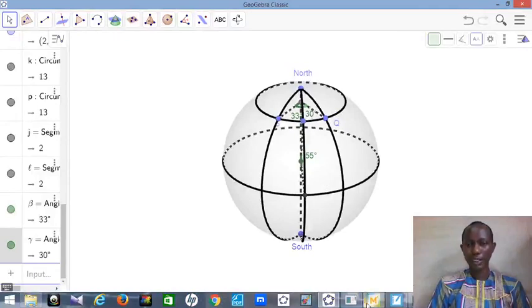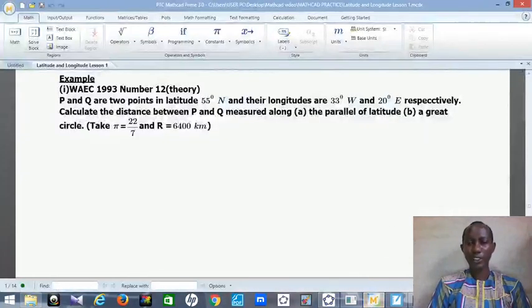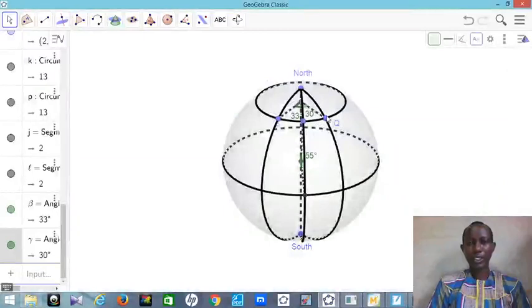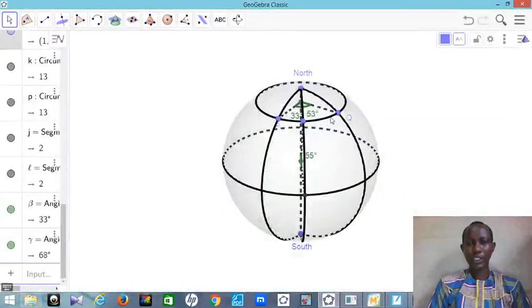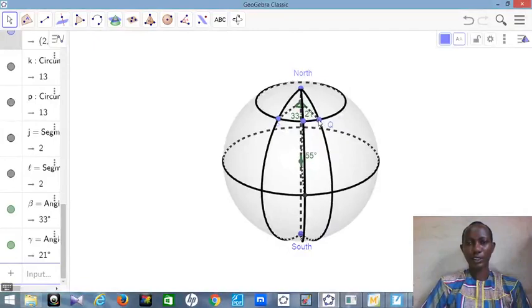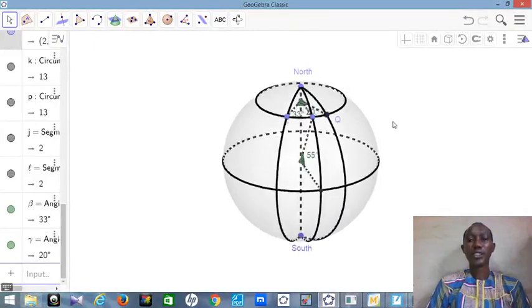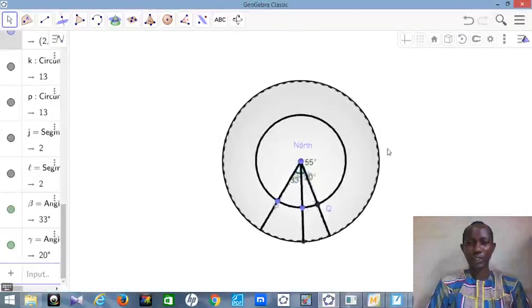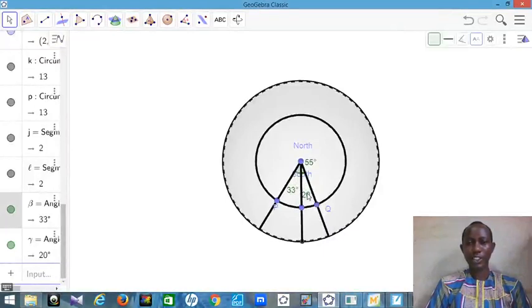Let's see. Point Q is 20 degree east. So you can see east towards your right. So 20 degrees, let's keep it at 20. Okay, so this is 20 degree east. If you view it from the top, you can view it very well. Towards west, 33 degrees. Then towards east, 20 degrees. So these are the 2 points, P and Q.